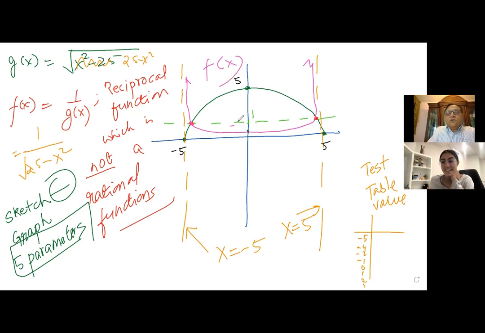So 1 over 5, I have to label this 1 over 5. And my invariant points where the y value is 1. I'm not even calculating the x value. I don't have that luxury. Is that clear? That is how we have to solve it.